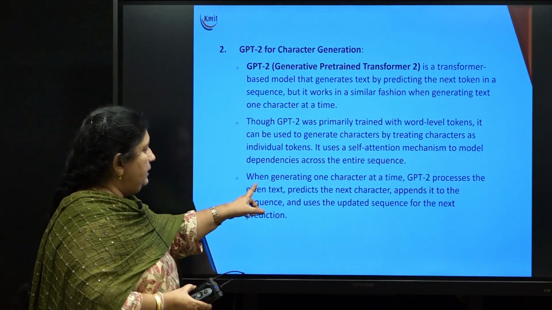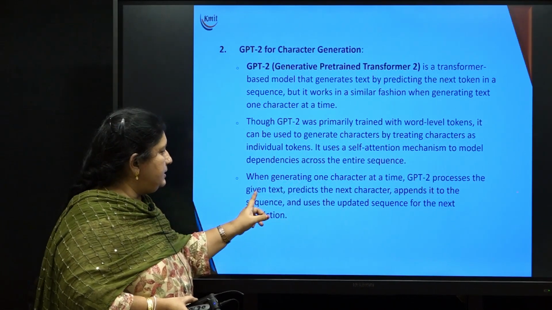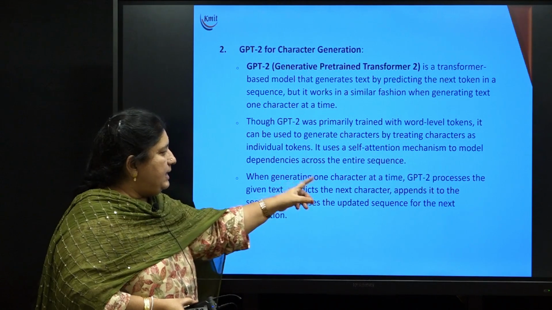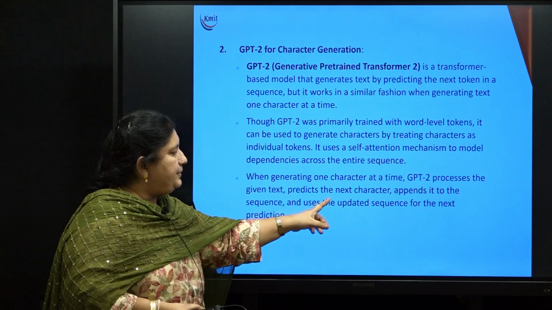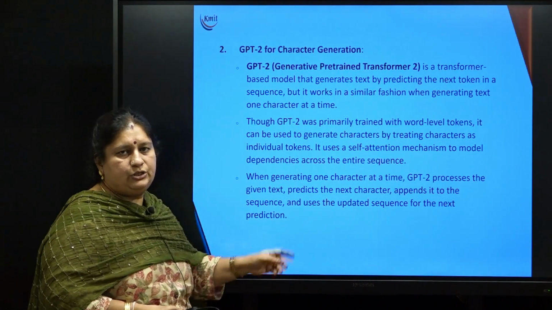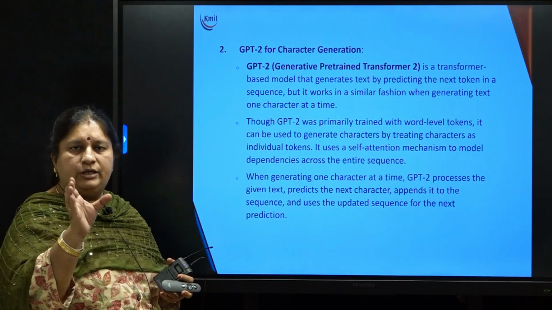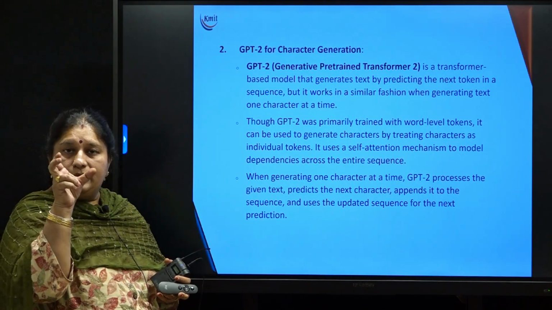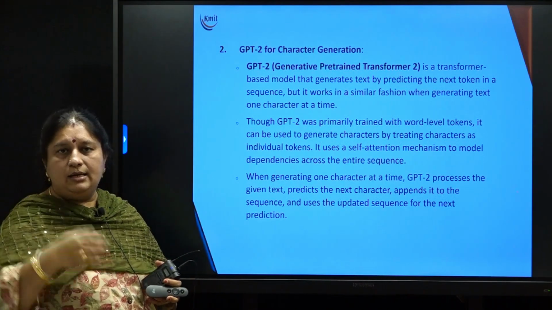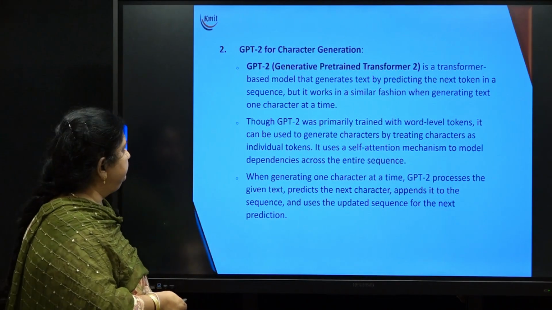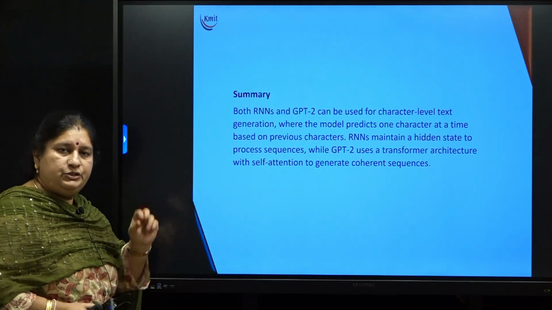So if you observe here, when you are generating one character at a time, GPT-2 processes the given text, predicts the next character, appends it to the sequence and uses the updated sequence for the next prediction. Whichever new character is generated will be appended to the already generated sequence of characters, and that newly updated sequence will act as a prompt for predicting the next token or next character. So both can be used for generating characters.